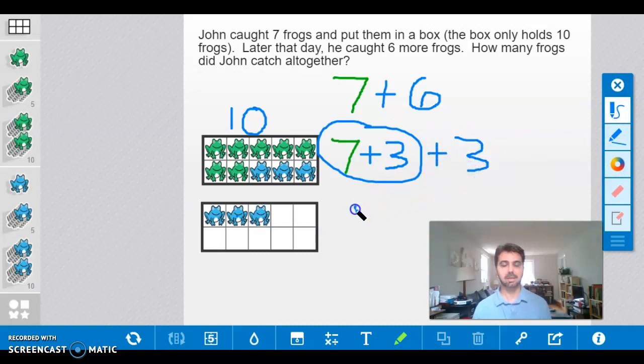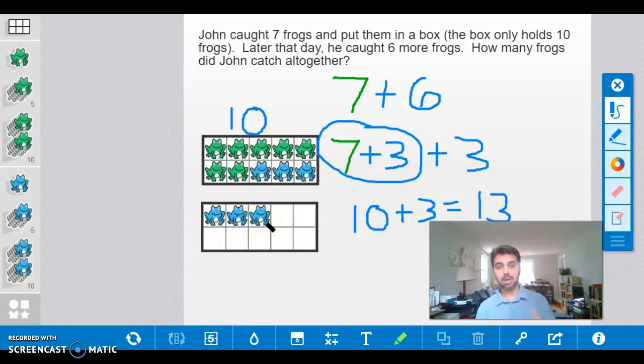Okay, so we have 10 in the first box plus the 3 more in the second box gives us, now what's 10 plus 3? That's a lot easier, right, than doing 7 plus 6. 10 plus 3 is 13. As we can see, we have 10, 11, 12, 13.